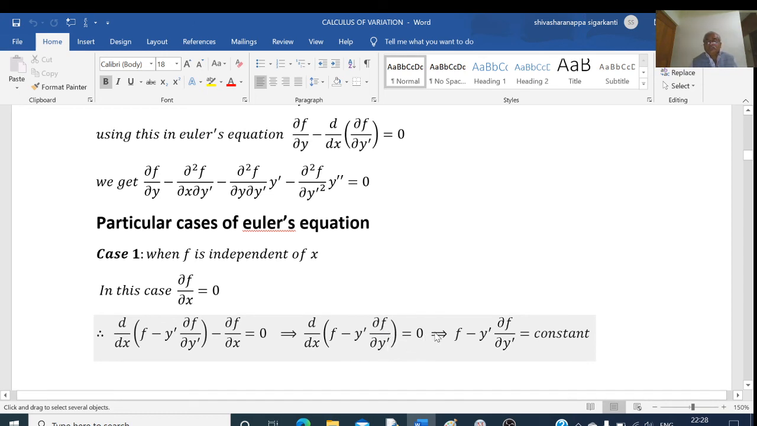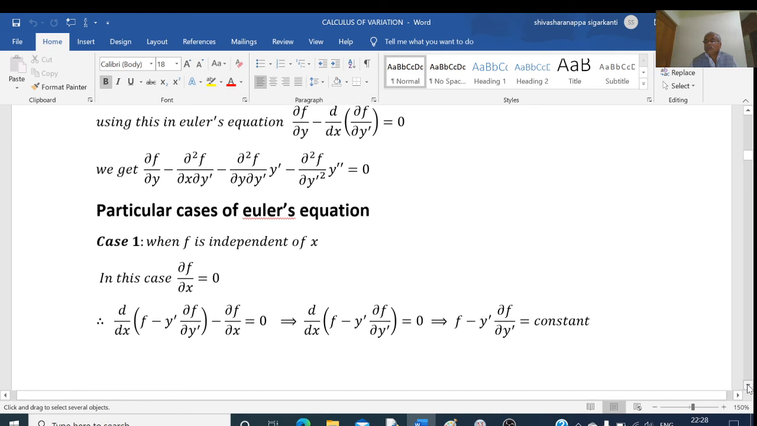So this implies, integrating with respect to x, we get f − y' ∂f/∂y' equal to the constant of integration, some constant. So this is the equation I am getting when f is independent of x.